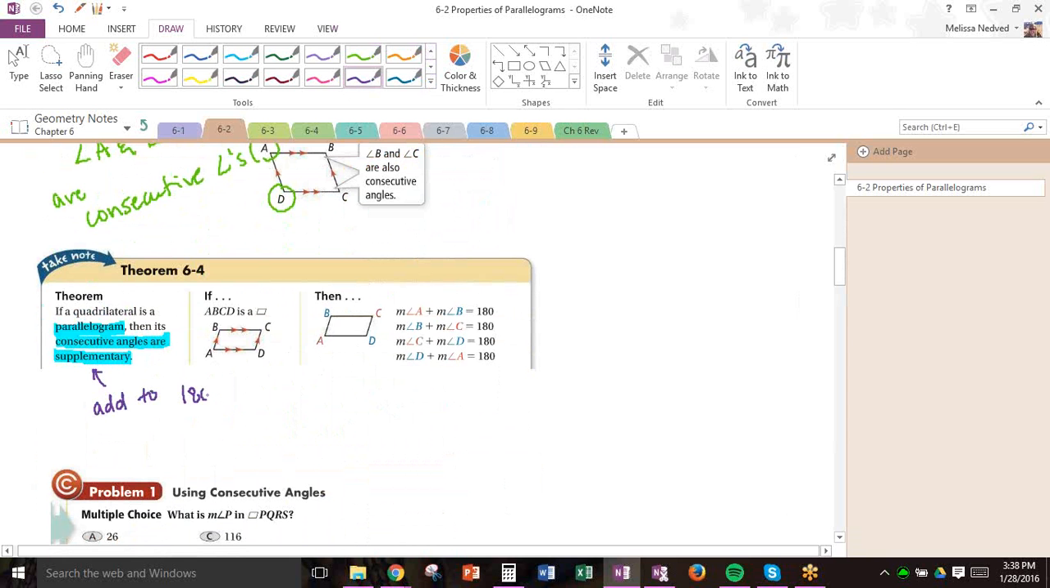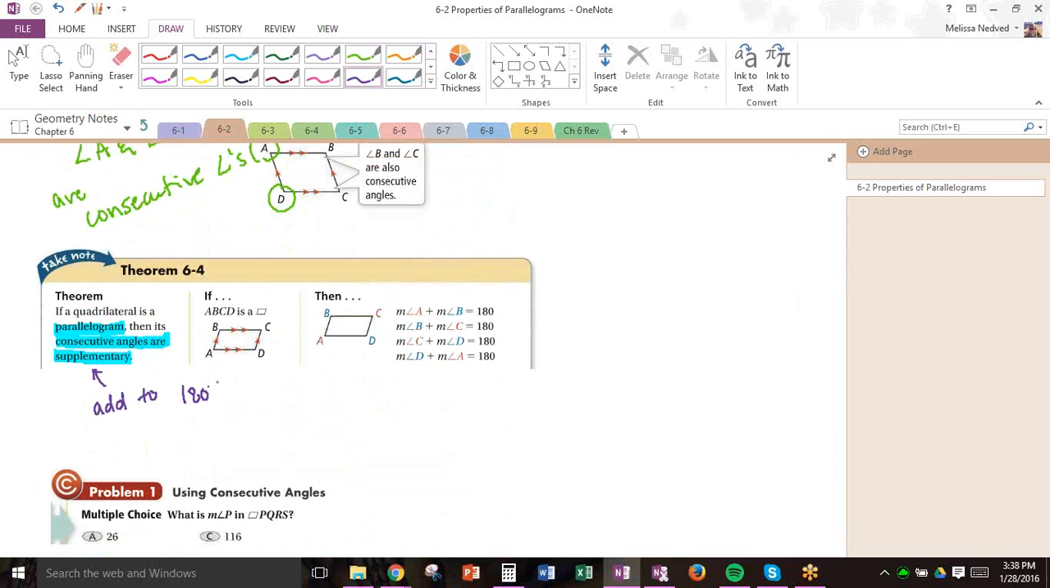So we need to know the definition of that term in order to know what this theorem, this property, tells us. Any parallelogram, its consecutive angles are going to add up to 180. In this case, we've got parallelogram ABCD. A plus B would equal 180. B plus C would equal 180. C plus D would equal 180. And A plus D would equal 180.